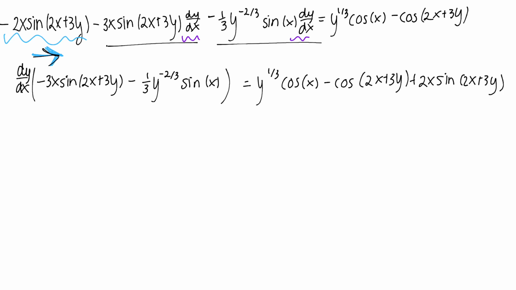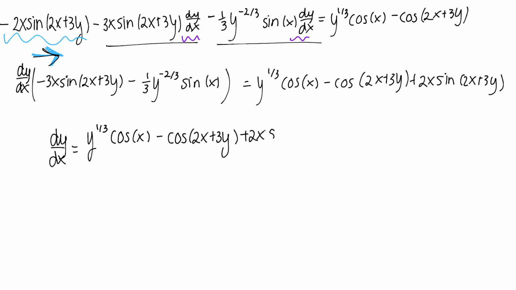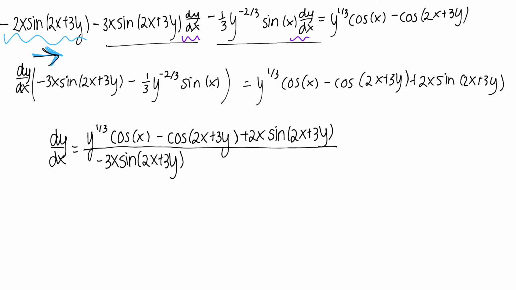This is a problem that just makes me say why. Why? This problem was originally of the author of the guided lecture notes doing. So it's a doozy. All right, y to the 1/3 cosine x minus cosine of 2x plus 3y plus 2x sine 2x plus 3y. I mean, I like doing calculus, but even this problem's a bit much for me. This one's a little bit on the, this is a too much type problem.